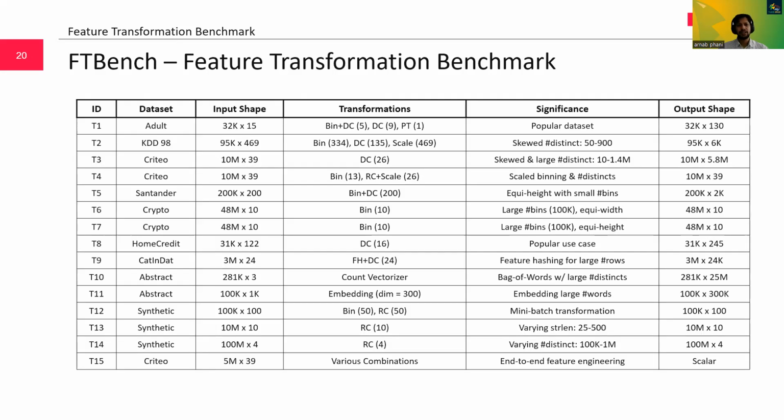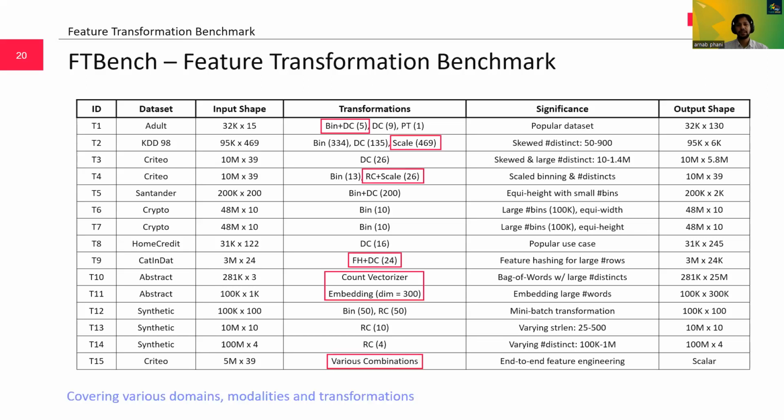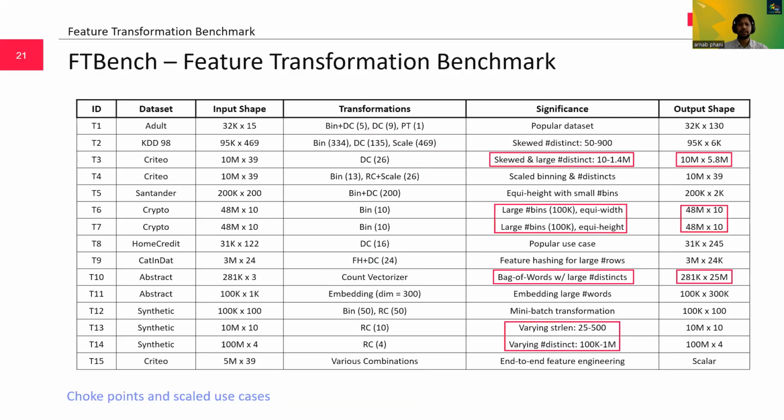In this slide, we see all the 15 use cases at a glance, covering transformations such as binning, dummy coding, scaling, count vectorizer, and embedding on text dataset, and an end-to-end feature engineering use case. A few examples of scaled use cases include a large number of distinct items producing ultra-sparse output with 6 million columns, a large number of bins, bag of words with many distinct tokens, and varying string lengths up to 500 characters.